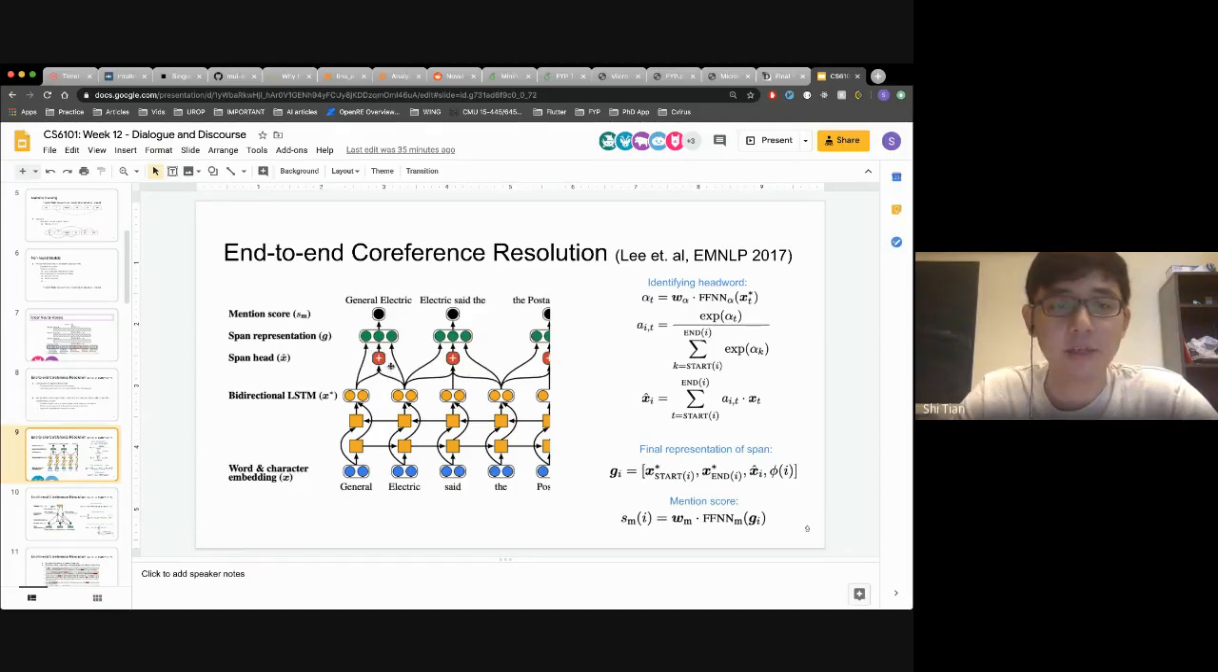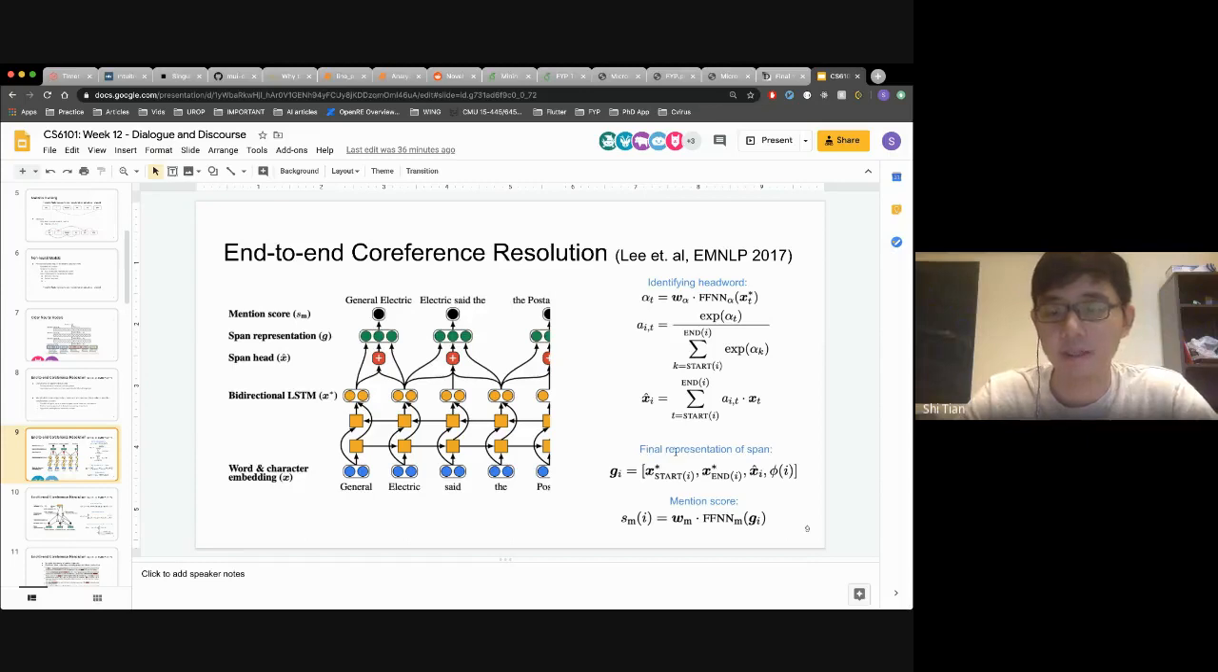Next, they try to identify a head word in a span using the attention mechanism. A head word is basically something that captures the meaning of the span. For example, if I have something like older brother, then the head word will be brother, because older is just a descriptive word for brother itself. So they get the attention weights using these hidden representations, and then the final representation would attend mostly to the head word of a span.